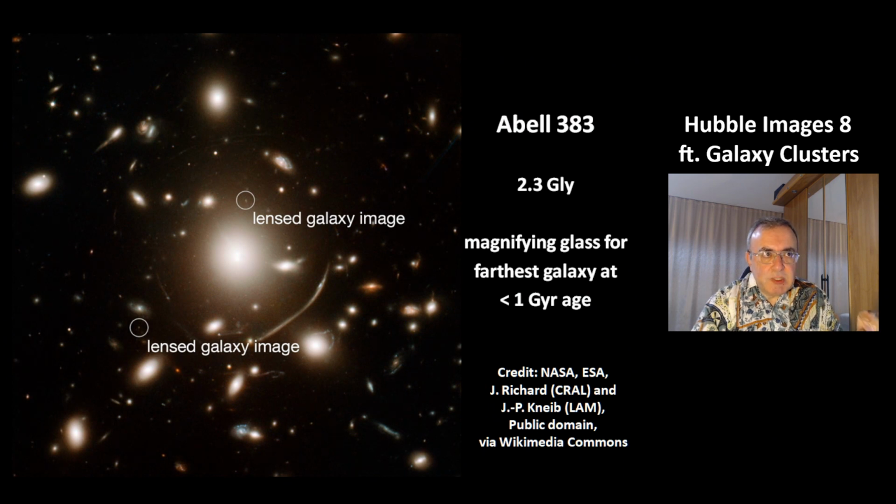This is Abell 383 at a distance of 2.3 billion light years. It is a magnifying glass for the farthest galaxy, a faraway galaxy at an age of less than 1 billion years. So it's very young.